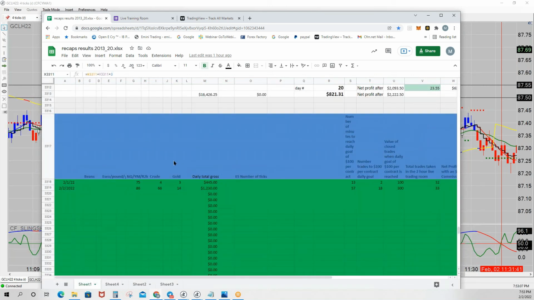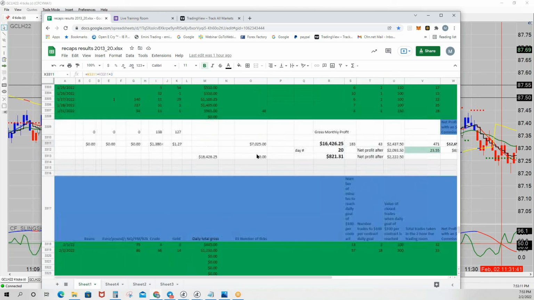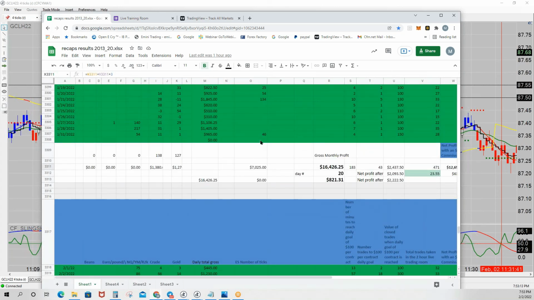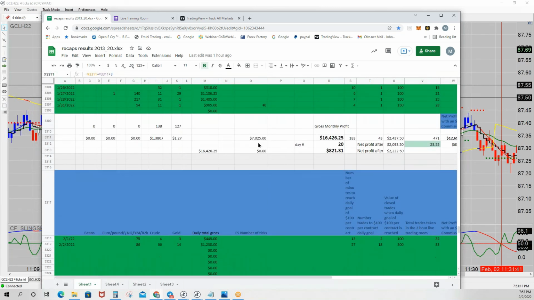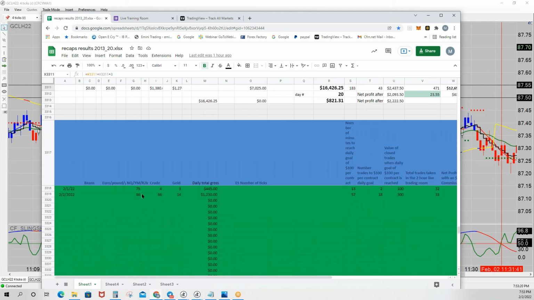But this is this month so far. We had some issues with the ES at the end of last month, you can see. So I stopped trading the ES and I started trading the YM right in here. And so I've been doing okay with the YM. The YM's been actually kind of fun to trade. So you can see, like today, for instance, I made 86 ticks on the YM, 66 ticks in crude, and 14 ticks in gold. Came up to $1,230 in the morning session.